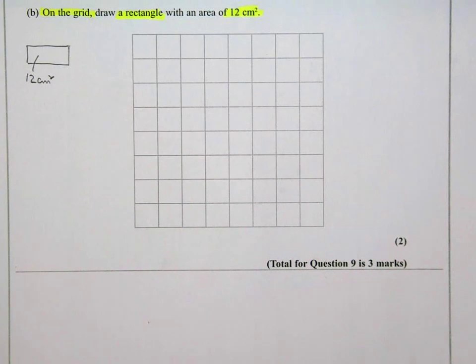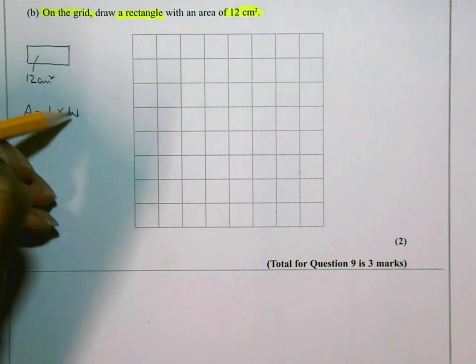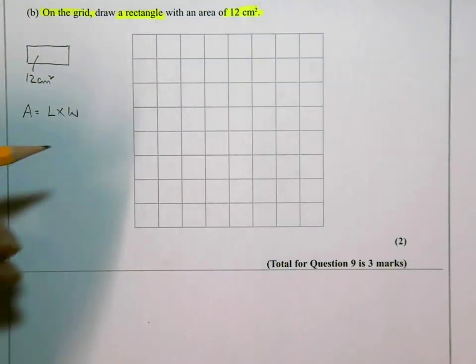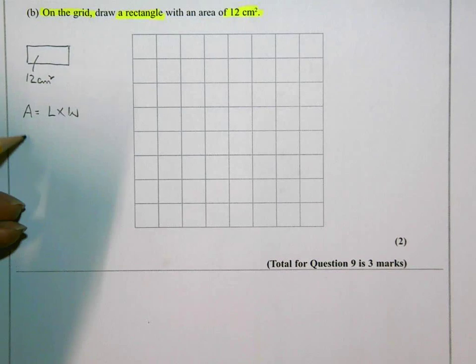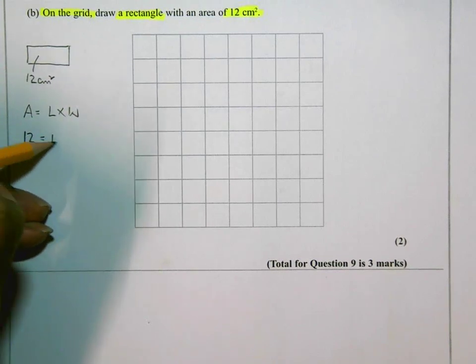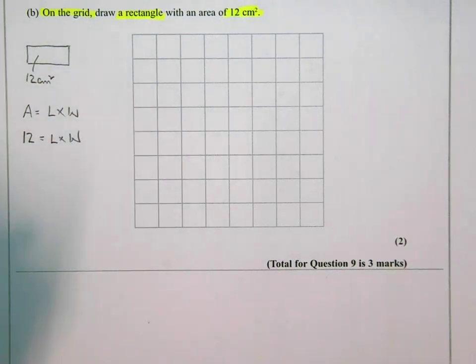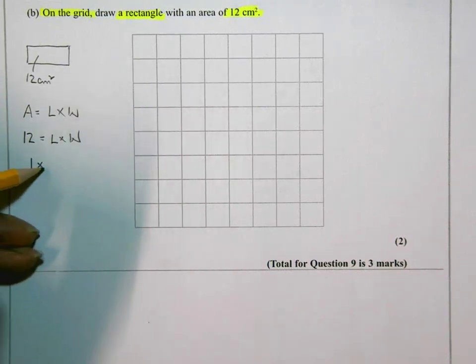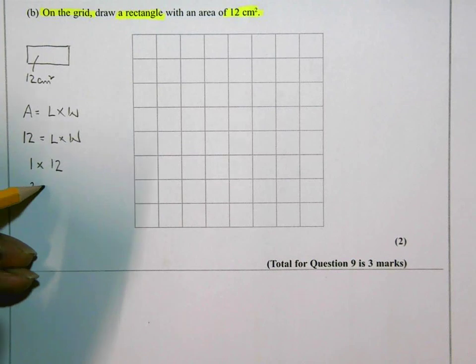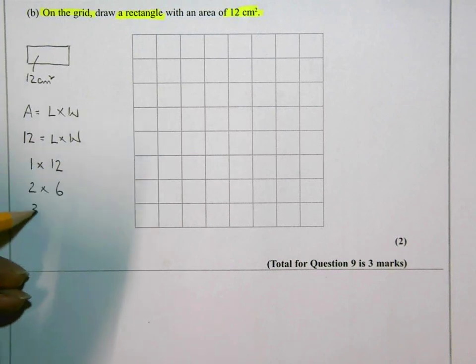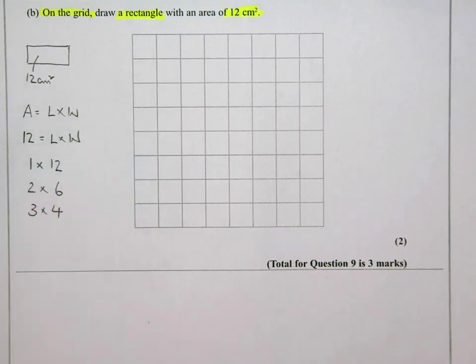Now, to work out the area of a rectangle, it's length times width. So we need two numbers that are going to times together to give you 12. What length and width could times together to give you 12? Now you could just pick any sets of numbers. You could have 1 and 12, you could have 2 and 6, you could have 3 and 4. Yep, that's it in terms of the combinations that could give us that. And we need to pick any of those.